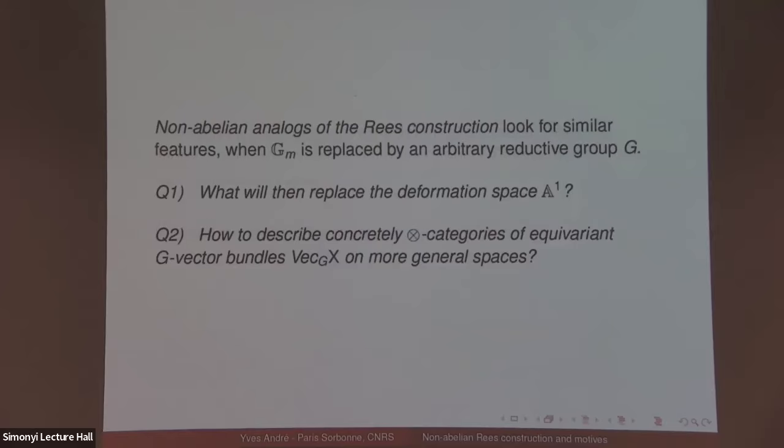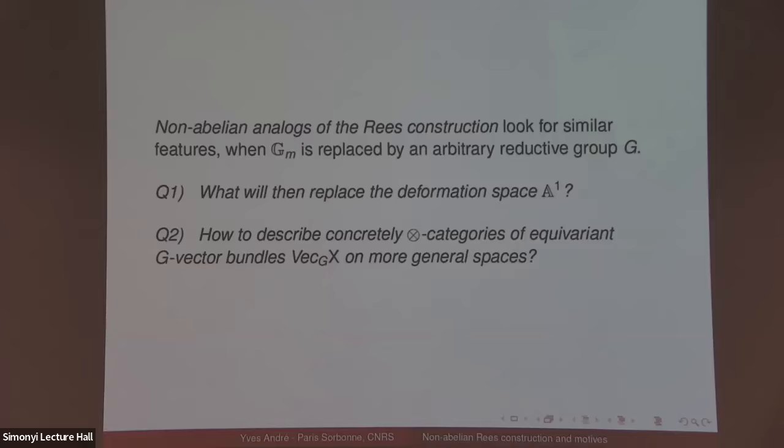Okay, now I'm looking for a non-abelian analog of the Rees construction. Maybe I should have said before that instead of G_m, you can take a power of G_m and you get many filtrations. So it's the same story. But if you replace G_m by an arbitrary reductive group, maybe non-abelian, this is the topic of this talk. And this is non-abelian in this sense, not non-abelian Hodge theory in this case.